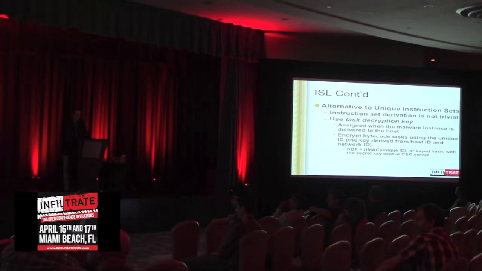So again, instead of having an instruction set architecture that is unique to each target, you can have a common ISA and combine that with a task decryption key. This key is basically assigned when the malware instance is delivered to the host. The network ID is determined when the intermediate agent goes to get the full version. And tasks to be served to the host at some later time will be encrypted with this ID.